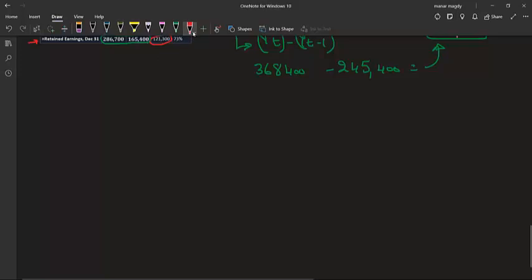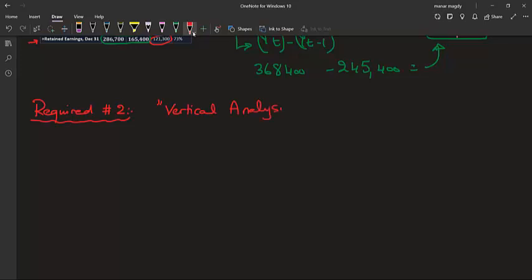So required number 2 is that we're going to prepare vertical analysis, and it is applied to the balance sheet and income statement. So let's bring it forward.